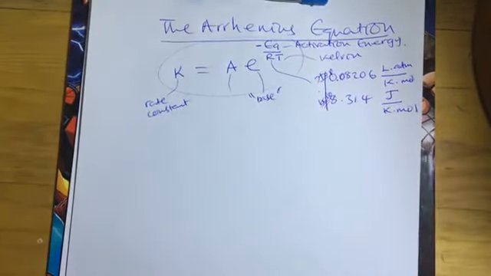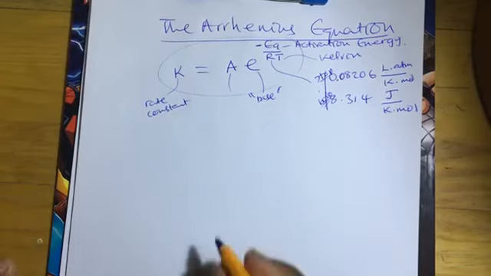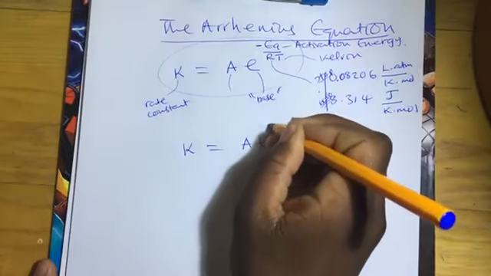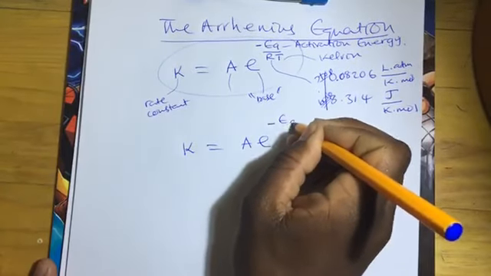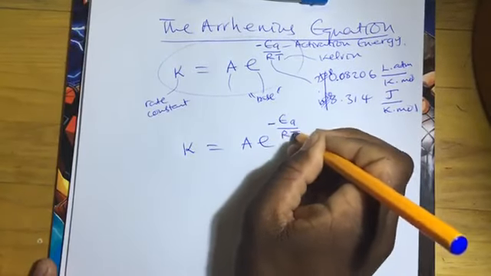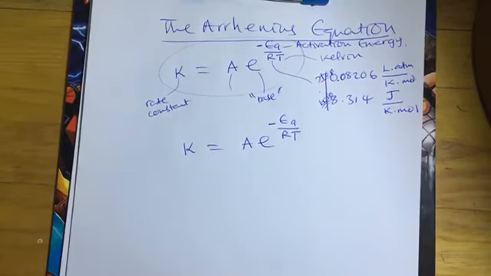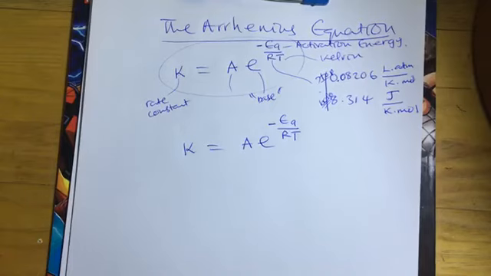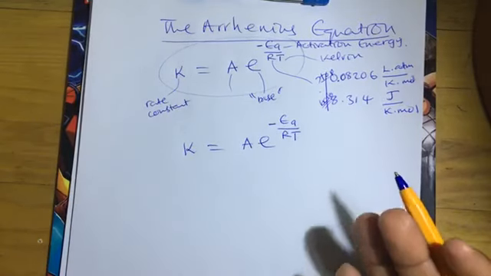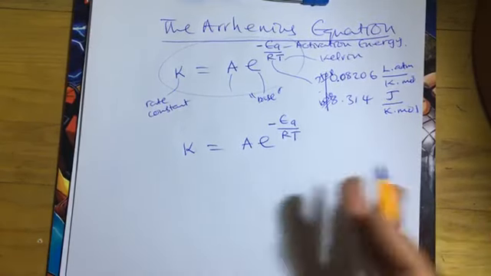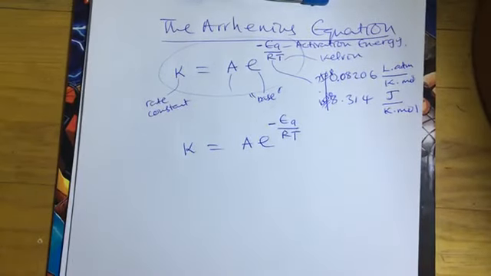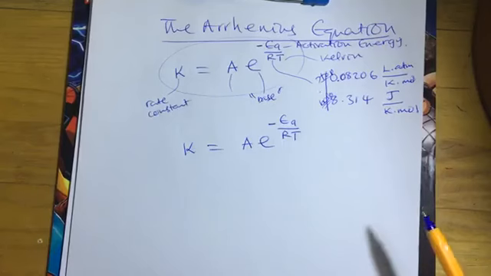Okay, makes sense. So we have K is equal to A e to the power negative Ea over RT. You don't really need to concern yourself with A. You're going to see there's a derivation we're going to do and A disappears. A includes collision frequency, but don't concern yourself with A, you'll see how it disappears.